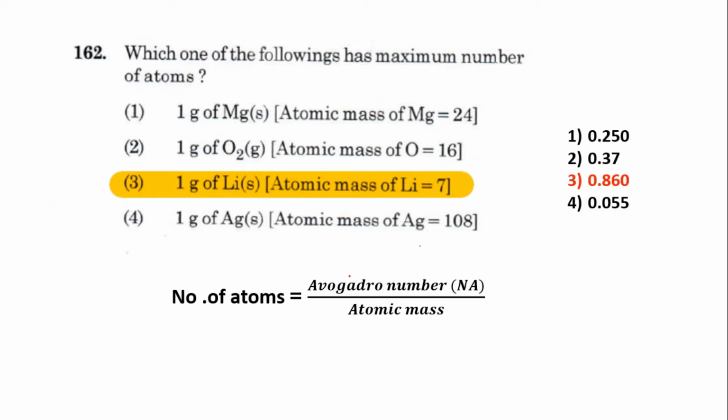First magnesium. So Avogadro number divided by atomic mass of magnesium, 24. We will find the value 0.25 number of atoms. And oxygen 0.37, lithium 0.860, and silver 0.05. So here 0.86 is the maximum value. So option 3rd is correct.